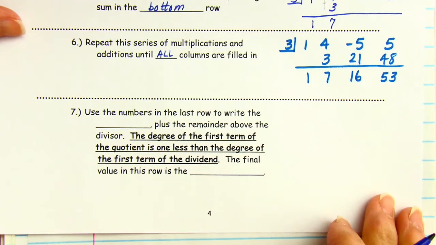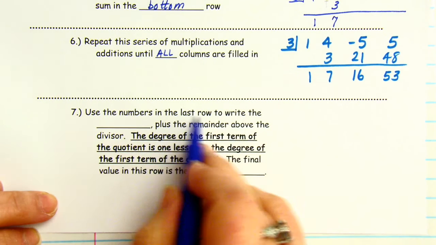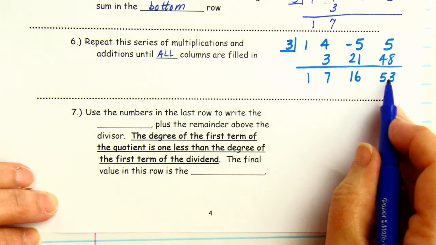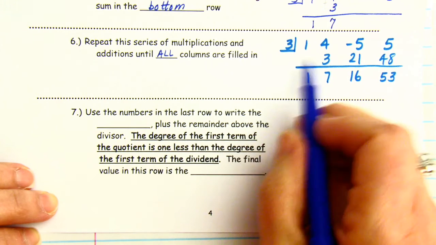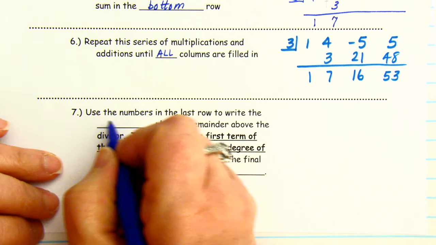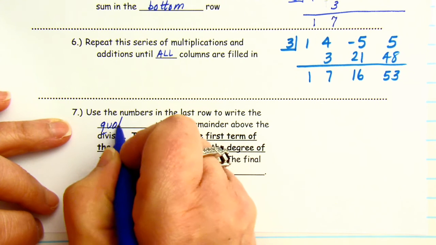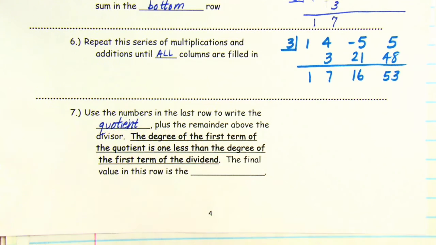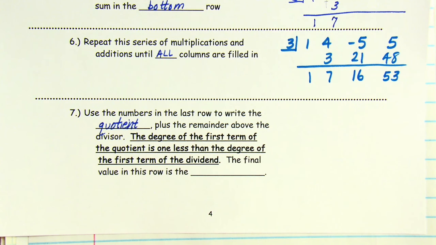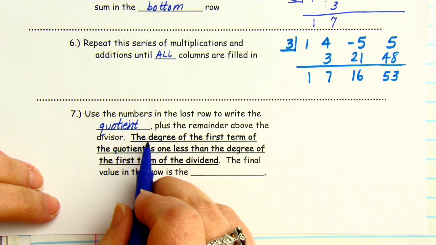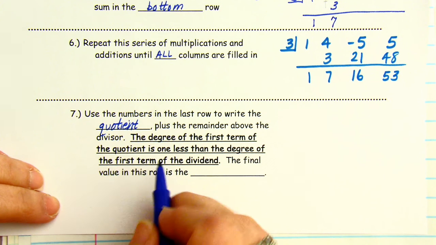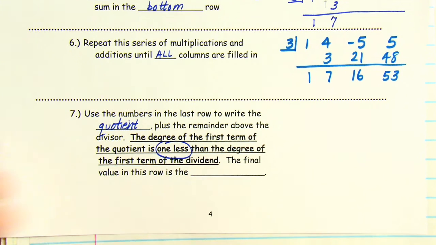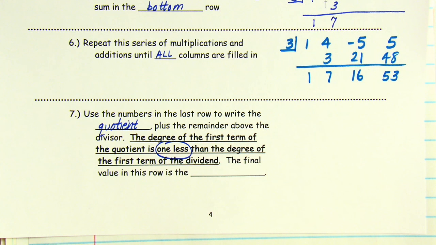If you recall from synthetic division, you use the numbers in the last row. Okay, right here, we're going to use those. Use the numbers in the last row to write the quotient plus the remainder above the divisor. In bold print, underlined: the degree of the first term of the quotient is 1 less than the degree of the first term of the dividend. Think about it. You're dividing out an x, so it makes sense it should bump down a power.